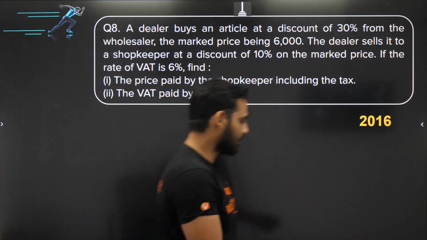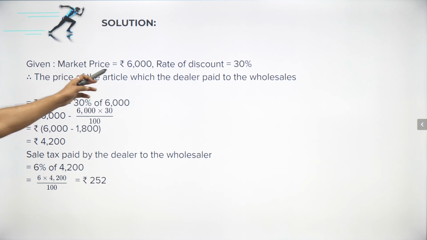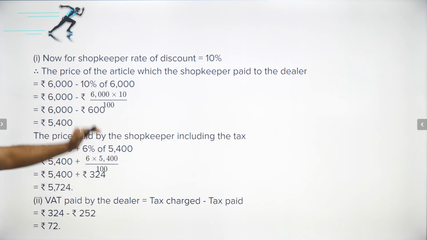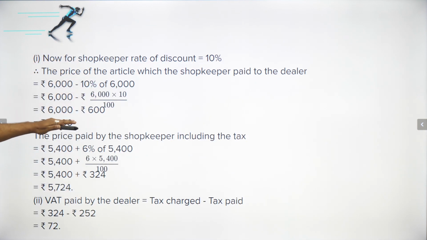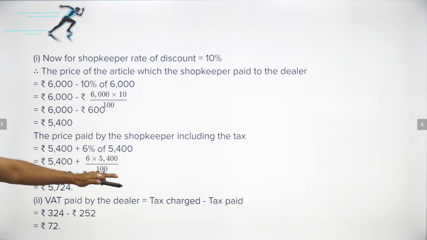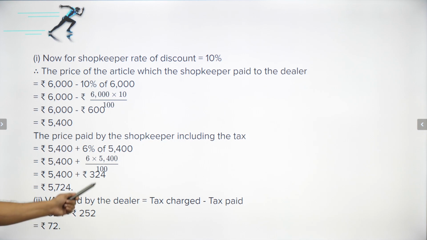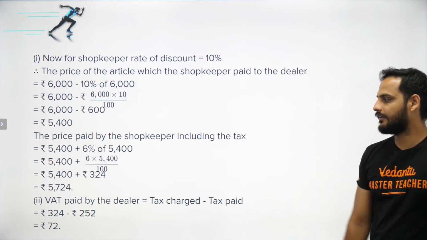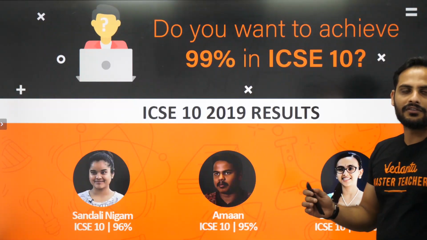Okay, so I will show you one more time how the solution is working. This is the VAT, which is sales tax, which the wholesaler will be paying to the government at this stage, from wholesaler to the dealer. When it goes from dealer to the shopkeeper, the total will be 324 rupees. Now the government at this level should get rupees 324. The government has already got 252 from the dealer. So the remaining amount the dealer will pay, which is 324 minus 252, which is rupees 72. So this is the main part, VAT paid by the dealer. Understood? Okay, so this is all, bachon, in this class.